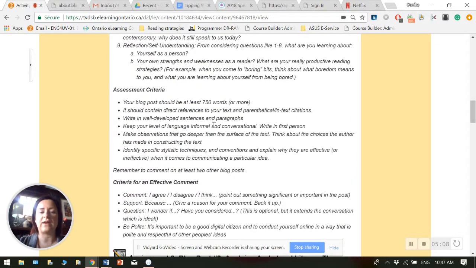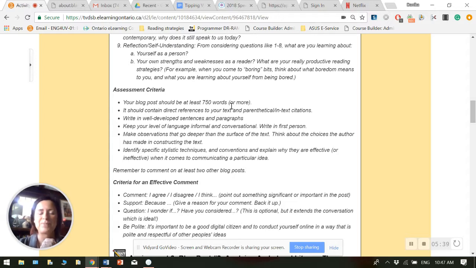Here's your assessment criteria. Now, it does say on here 750 words or more. I am not a stickler for word count. And I'm going to change this so that it's 500 to 750. If you write more than that, I am not going to dock you marks, because obviously it already says 750 or more. But blog posts don't tend to be super long. If they're really long, then you're not going to want to read your classmates' posts, right?